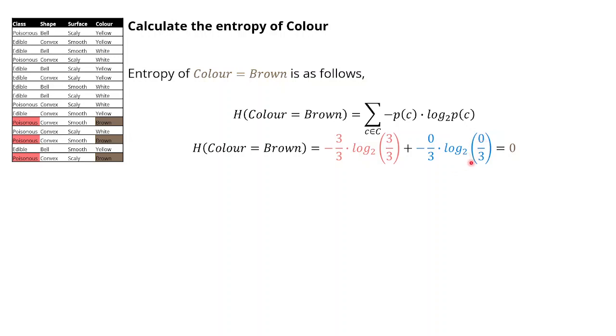Okay. So actually, log 2 of 0.3, this is undefined. If you calculate this, it is undefined. But we can just change undefined to 0. We can change undefined to 0 so that it can be calculated.